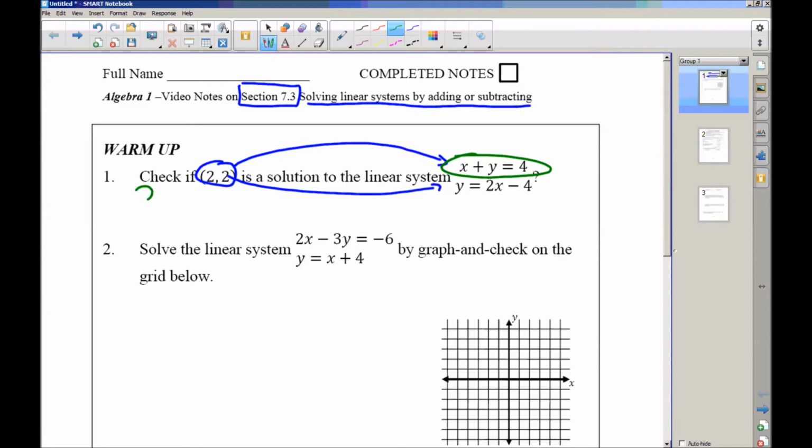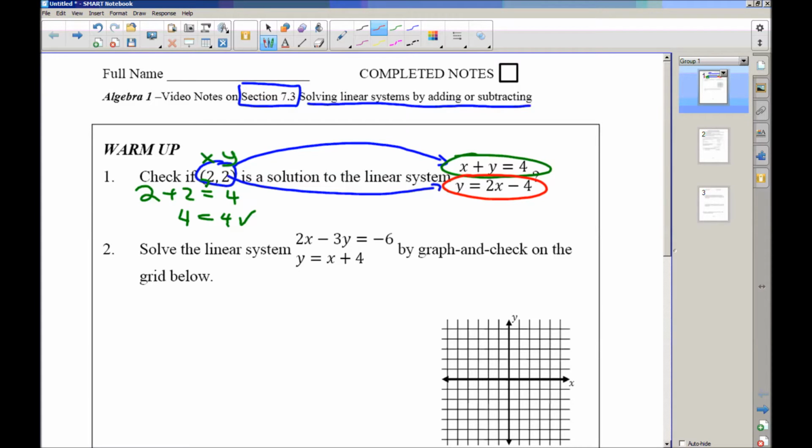So I'll replace x with 2, and I'll replace y with 2. And we'll put a question mark here. 4 does equal 4. So this point does lie on the one I have circled in green. So now we'll check the other one.